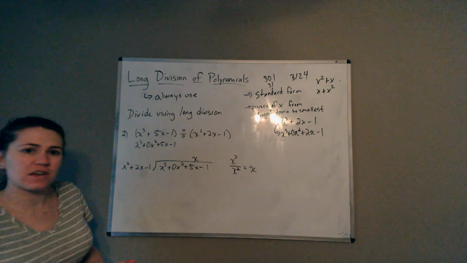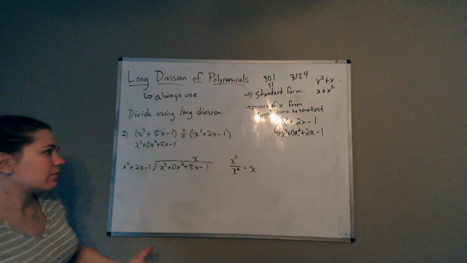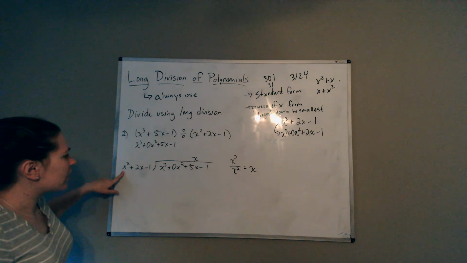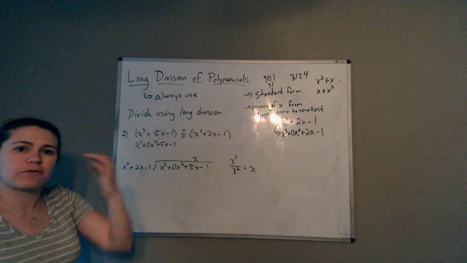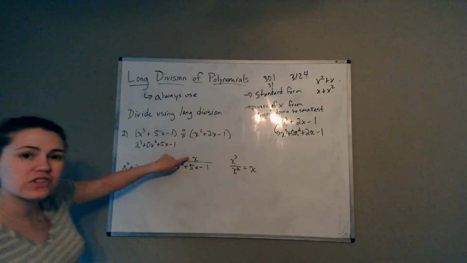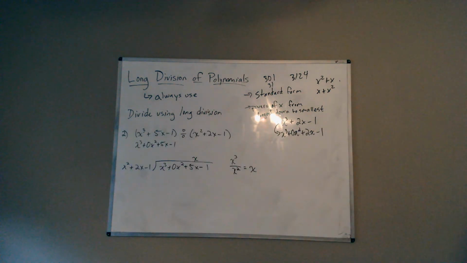Now think about this. This is multiplication. If my divisor is x squared and my dividend is x to the third, what should be the first term of my quotient? Just x. Because you remember properties of exponents. You would be doing x squared times x. That would be adding those exponents, giving you x to the third.